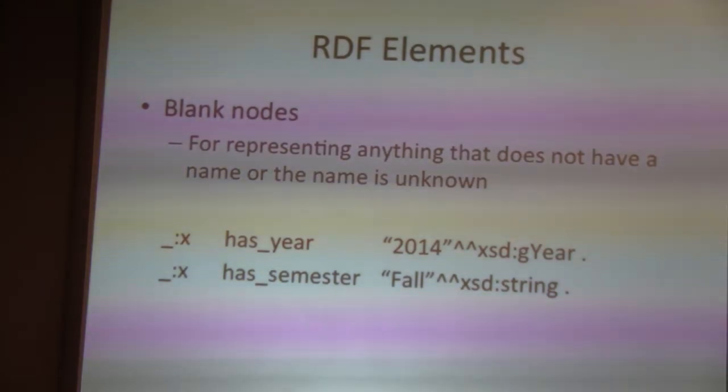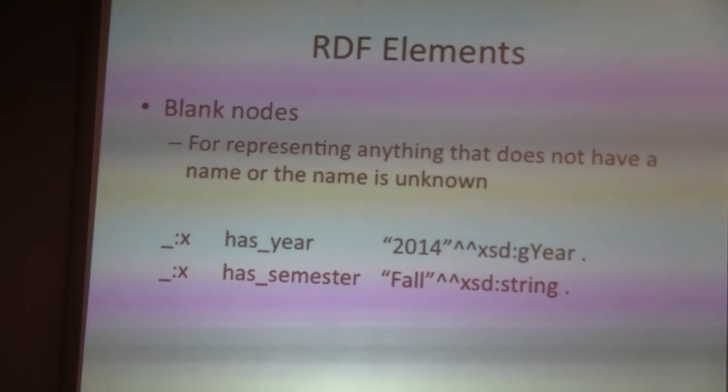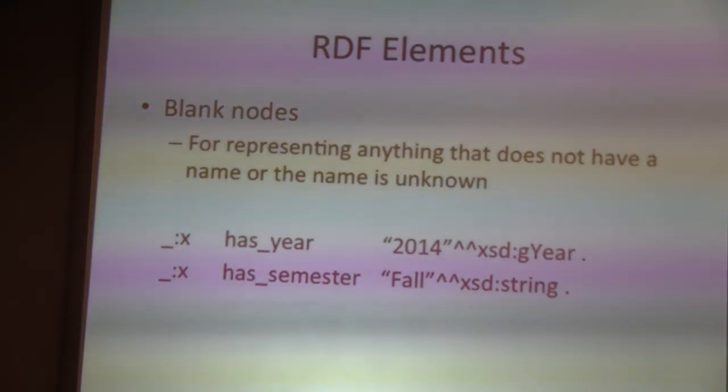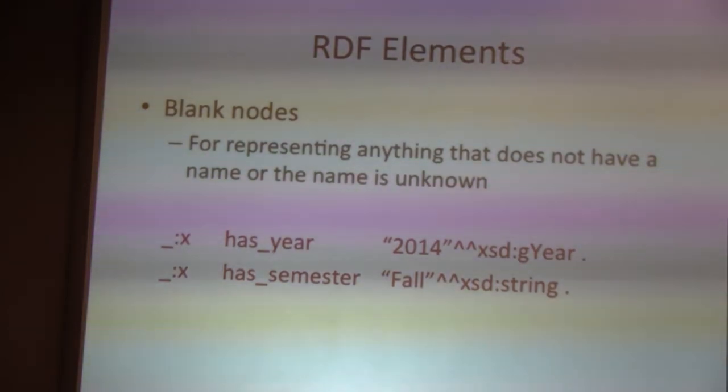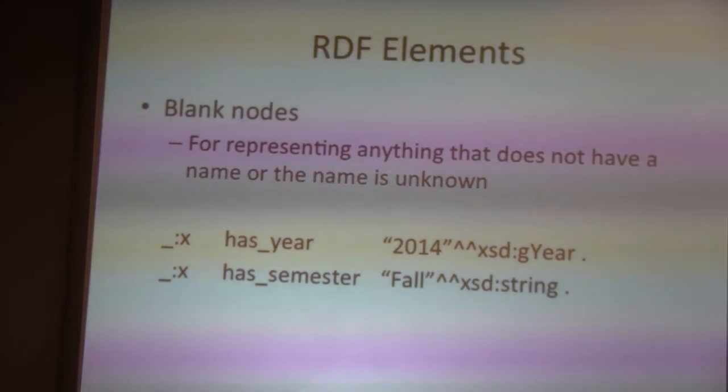So in this case, for 2014, it consists of two tokens. Fall is the semester, and then 2014 is the year. If we put both of them into the same node as a string, then we cannot express the relationship between the subject and the fall, and the subject and the year 2014, right?